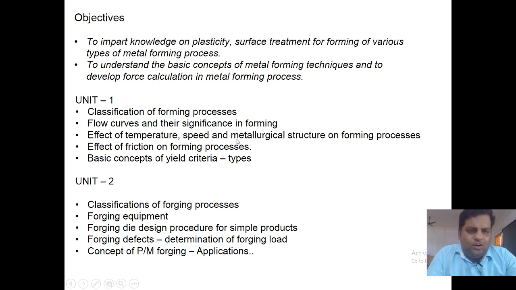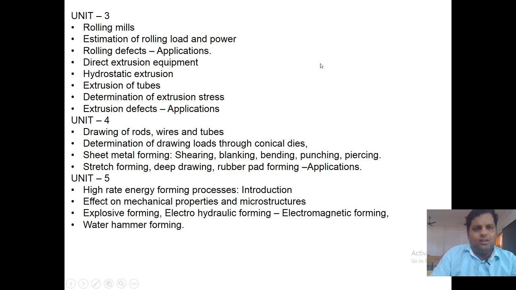The concept of powder metallurgy forging. You might already be aware of powder metallurgy. Here, powder metallurgy forging we have to go through in the second unit. We will be going through this topic. We will be studying it, and its application we will be studying. Okay.